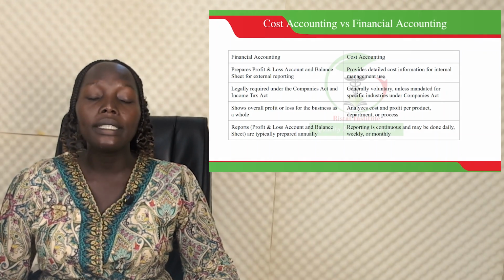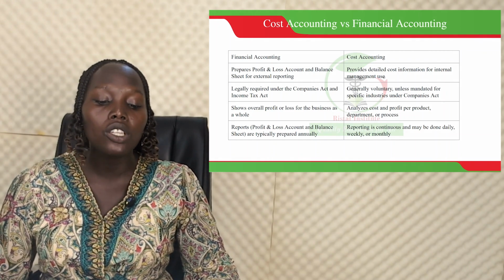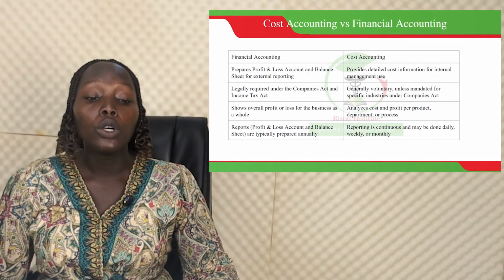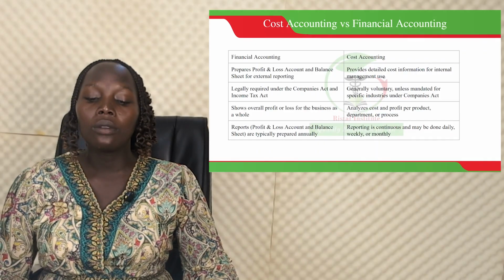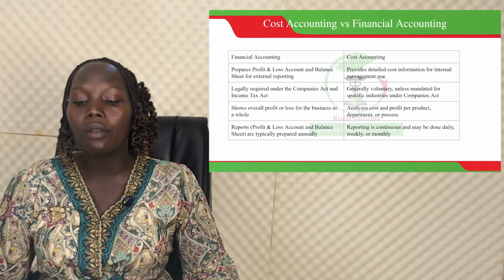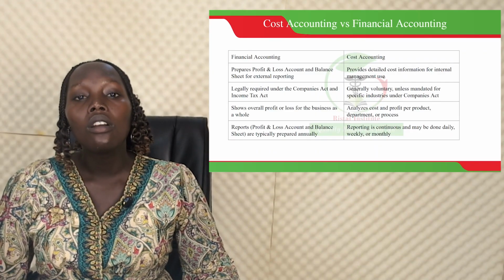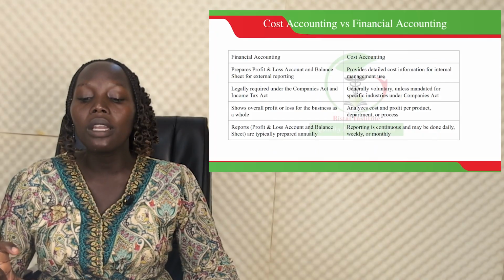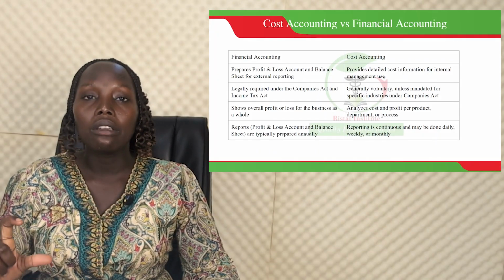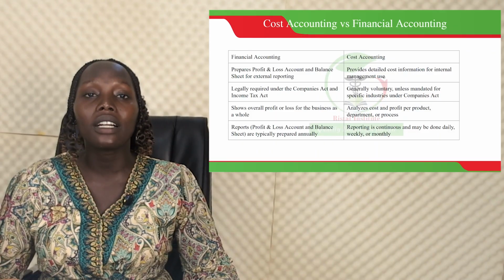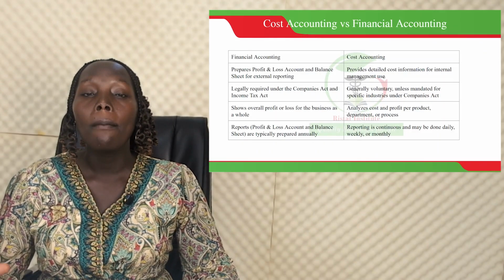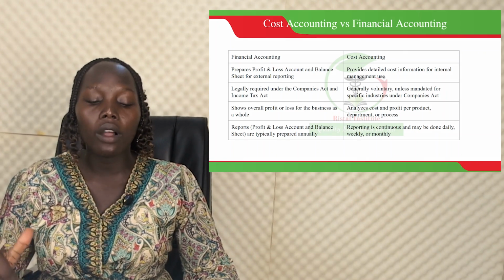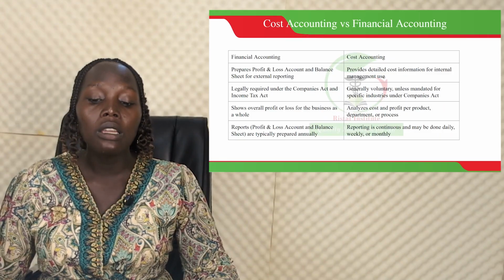And then financial accounting shows the overall profit or loss for the business as a whole. While cost accounting analyzes the cost and profit per product, department, or process. So you are able to know the profit. You analyze this profit per product, each product that you produce, per department, and also the processes that were involved in coming up with that certain product.